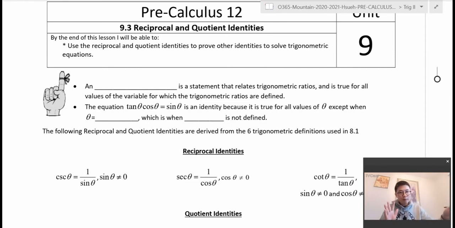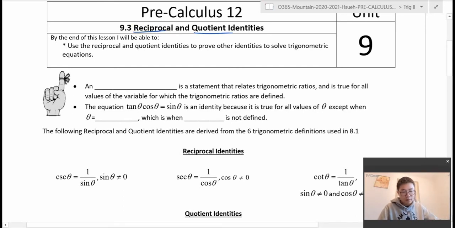Which again, we really have not done much in the past, okay? So this is something new, okay? But we'll be looking at some identities that we are quite familiar with. So hopefully this will give us a good start to the rest of this unit, okay? So here we go. We are looking at reciprocal and quotient identities, okay?